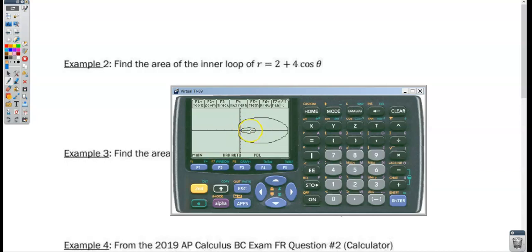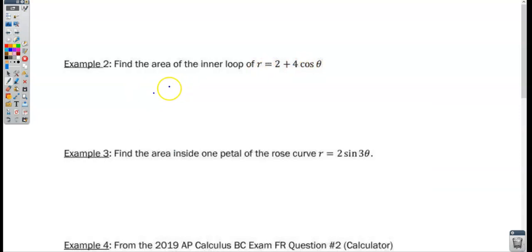Okay, so as far as my curve goes, this entire thing is bounded by the curve 2 plus 4 cosine of theta, so that's going to be my r value. So I can set up my integral a while. This is going to be 1/2 times 2 plus 4 cosine of theta, quantity squared, d theta. And now all I have to do is find my limits of integration.